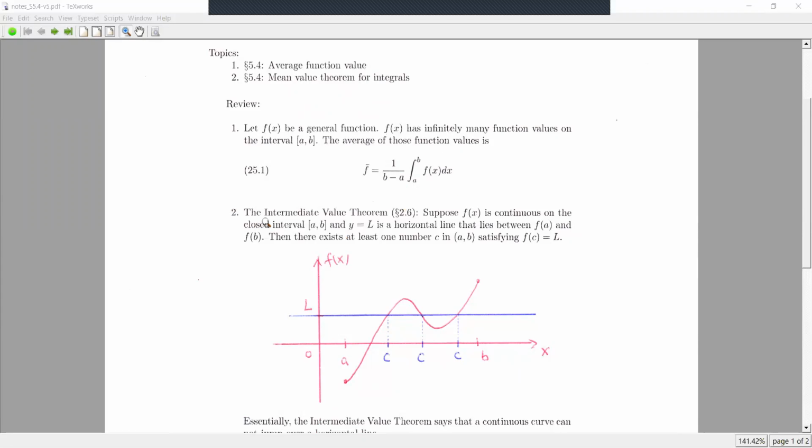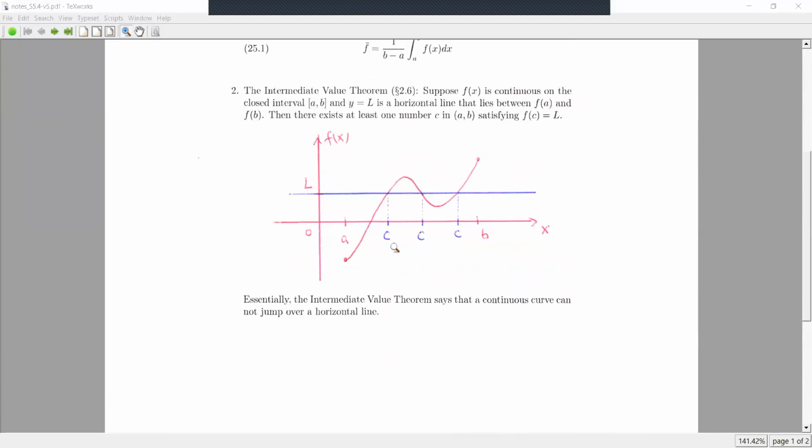Review number 2, intermediate value theorem from section 2.6. We read this theorem today in the second topic. Now, take a review about IVT from section 2.6. Suppose function f is continuous on the closed interval AB. Here is a diagram about this function. At the point A, function value is this solid point. At B, function value is this solid point.